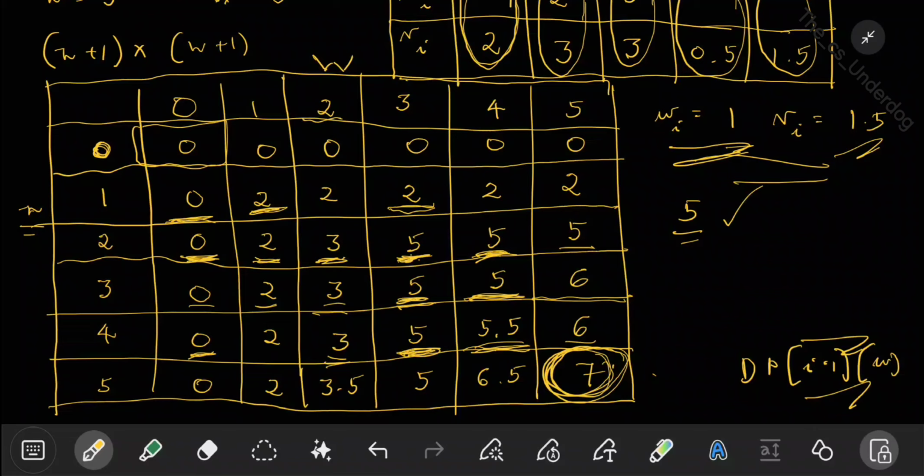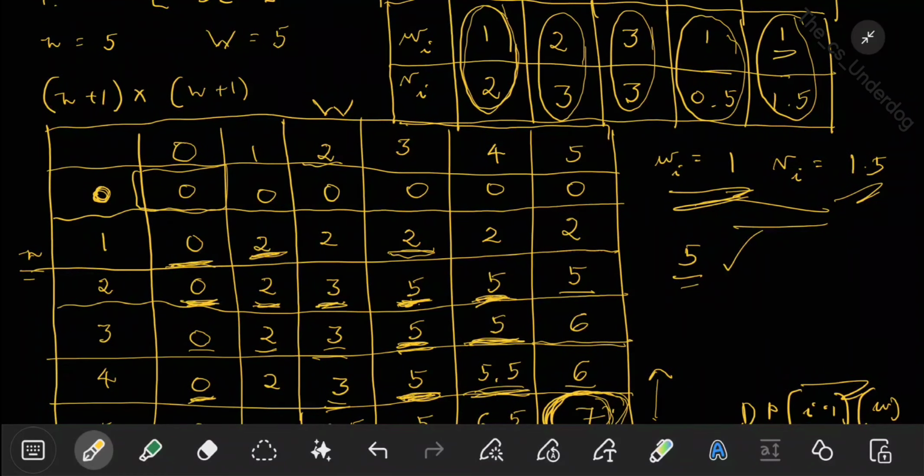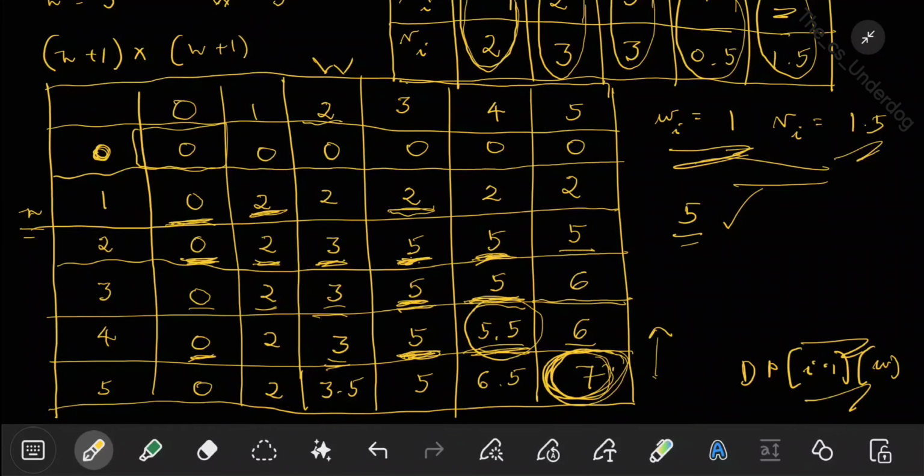What do you want to do now? You want to move to DP of I minus 1, J minus WI, the weight of this item. What is the weight of this item? Weight is 1. So you have to move one block to the left. So you are moving from here to 5.5. Once you reached 5.5, let me take a different color so that it's easy. So 7 is one item that is included. Then I reached 5.5. At 5.5, what do I check? I will check whether it is same as the value in the block above. The block above is having value 5, which means the fourth item was also included.